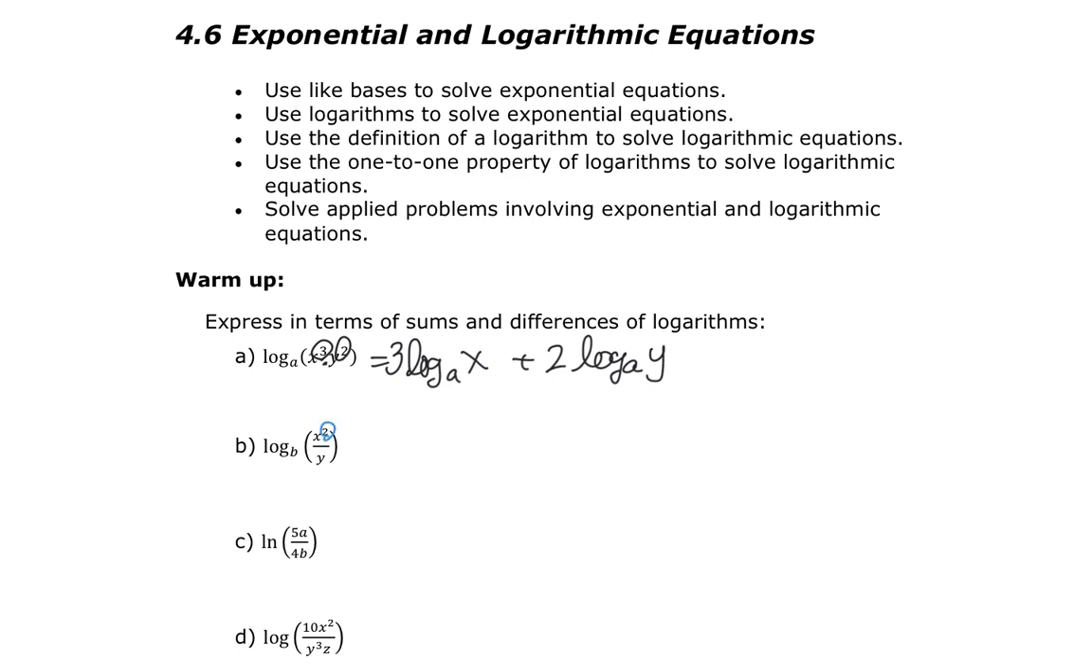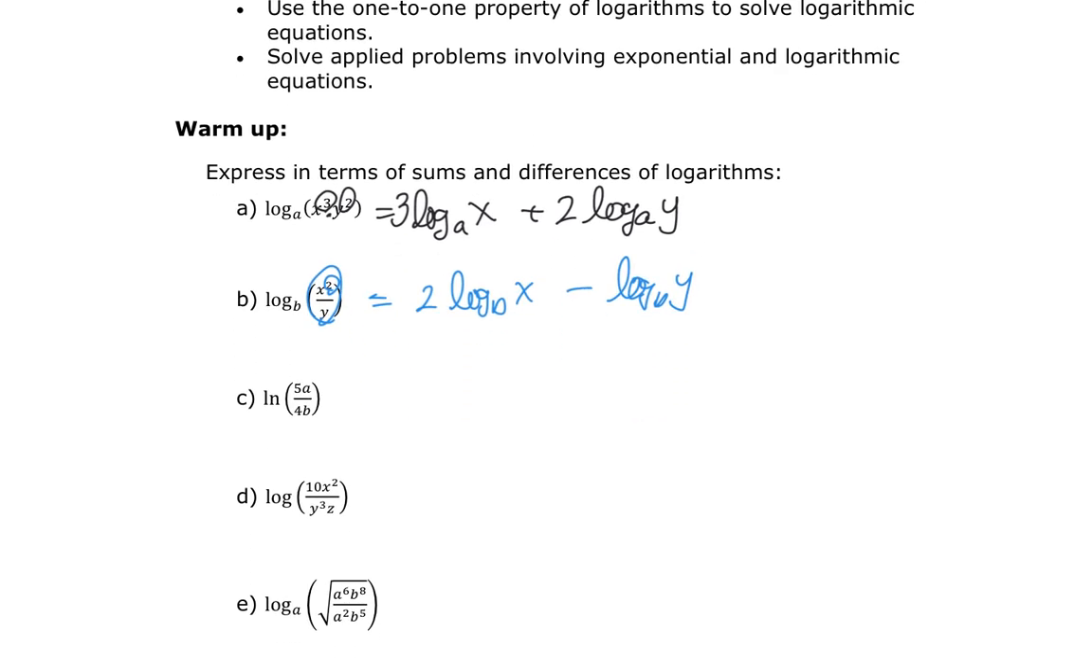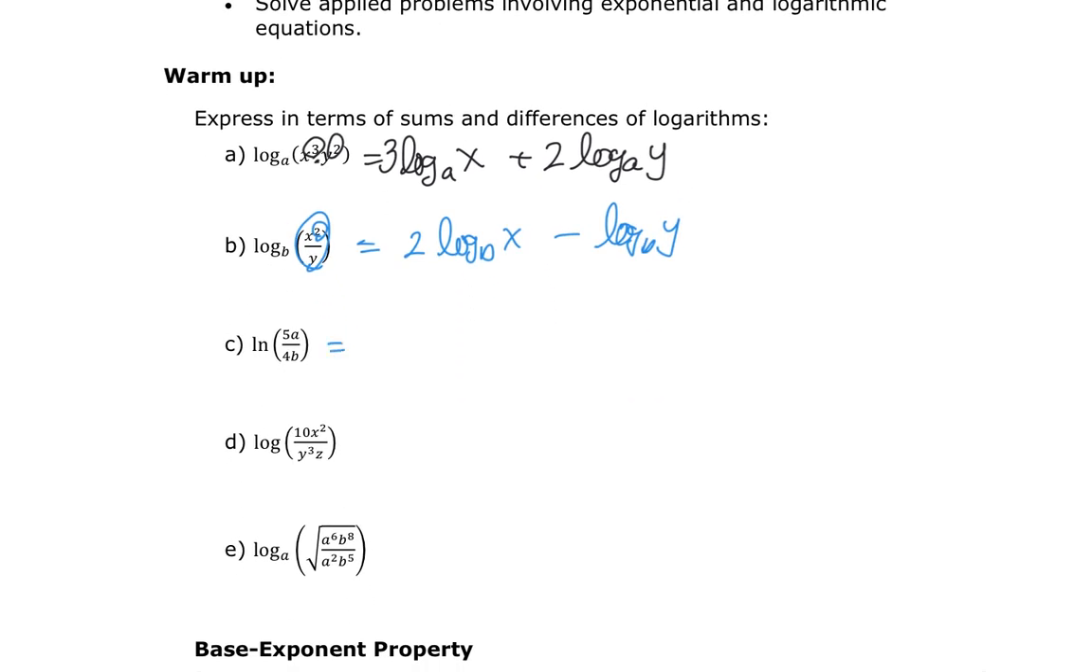Since the only one that has the exponent is the x, and this is a division, this will become 2 the log base b of x minus the log base b of y. This becomes the natural log of 5 plus the natural log of a minus the natural log of 4 minus the natural log of b, because a and b are multipliers and they're both in the denominator. Of course we know from our last video that these will bust apart with a plus until I pull that negative all the way through.